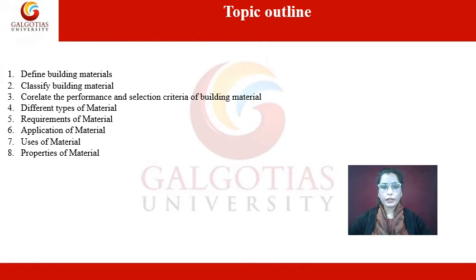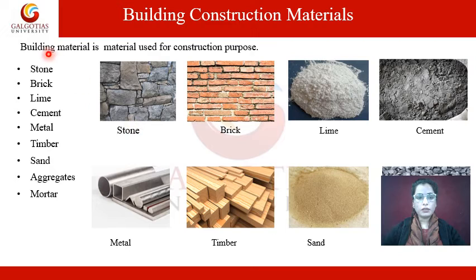Here on this slide is given the topic outline of this lecture. First one is define building material, classify building material, correlate the performance and selection criteria of building material, different types of material, requirements of material, applications of material, uses of material and properties of the material. So let's start with the building material definition.